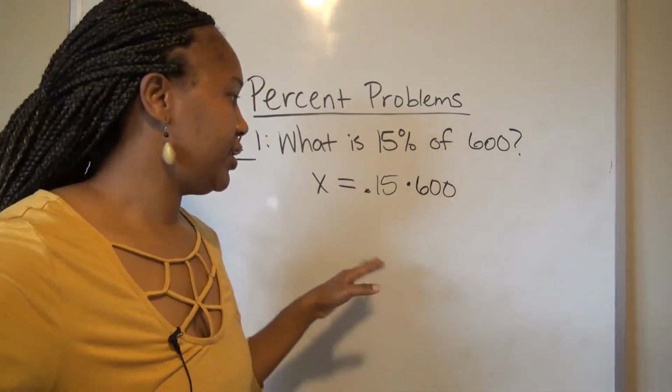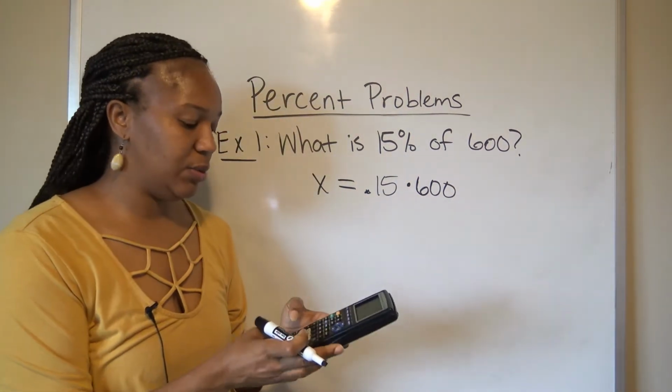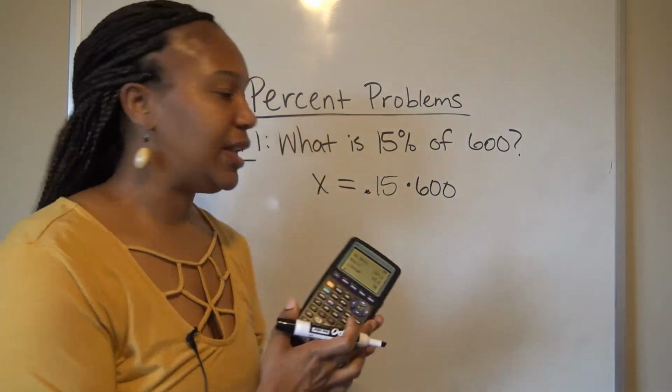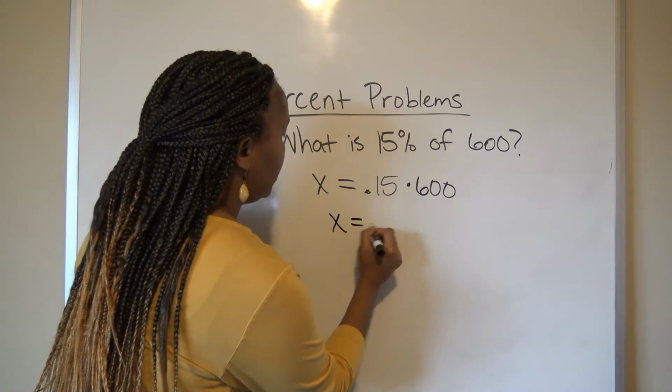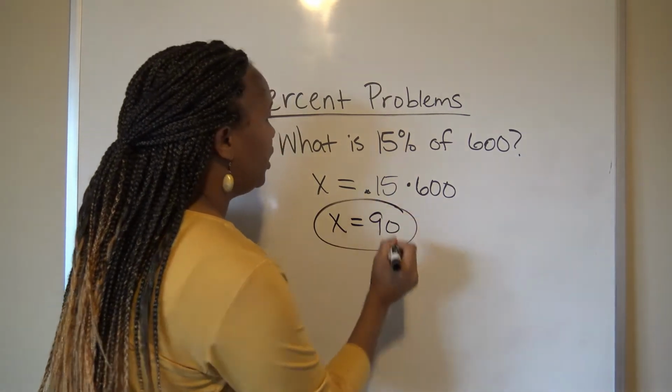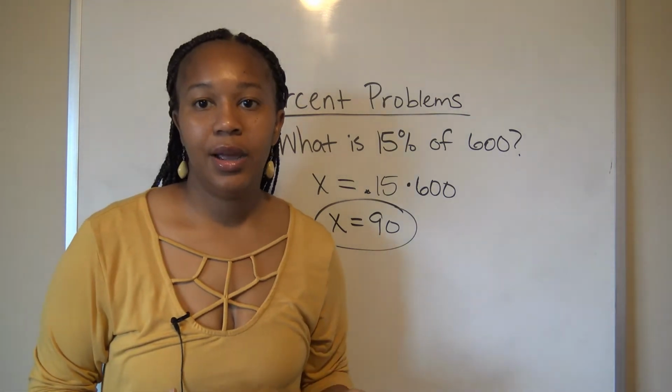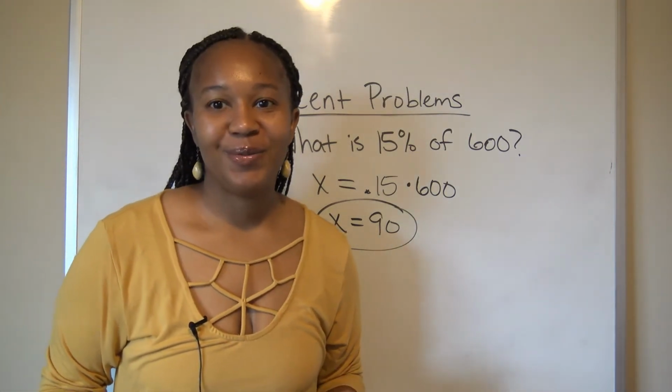So this is how I would solve the problem. I want to solve for X. In this case, to solve for X, all I do is multiply 0.15 times 600, which gives me 90. So X is equal to 90. So what is 15% of 600? 15% of 600 is 90, okay? So let's work another example.